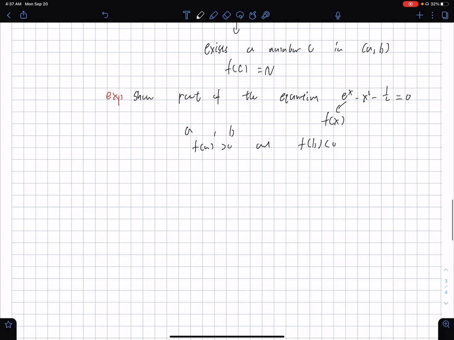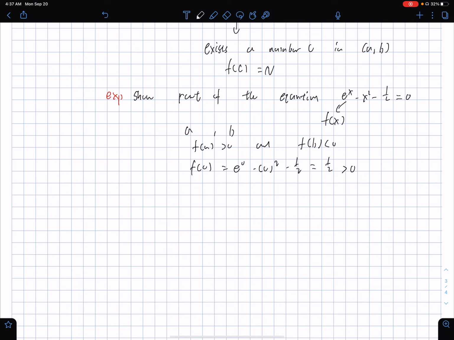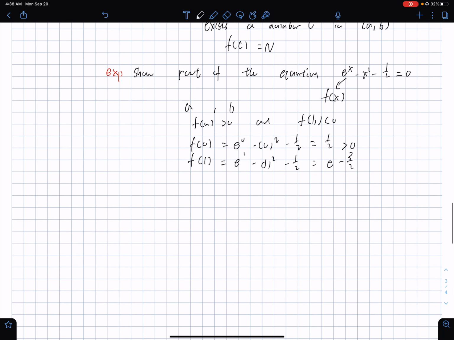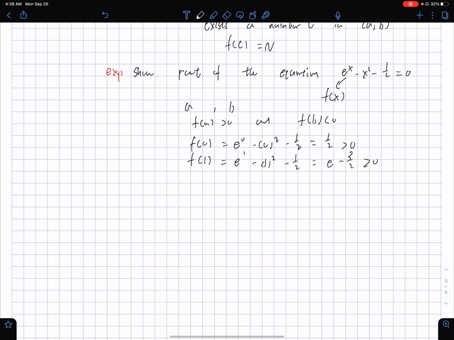So here, let's say f(0) would be e to the 0 power minus 0 squared minus 1/2, which is 1/2, and it is larger than 0. And then we can also get f(1) equals e to the power 1 minus 1 squared minus 1/2, and it is e minus 3/2. And we can approximate that this is also larger than 0, which means that, unfortunately, some of the more simple solutions can't be used.